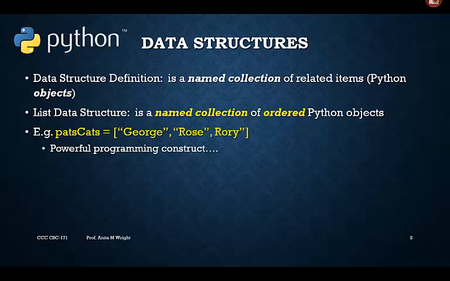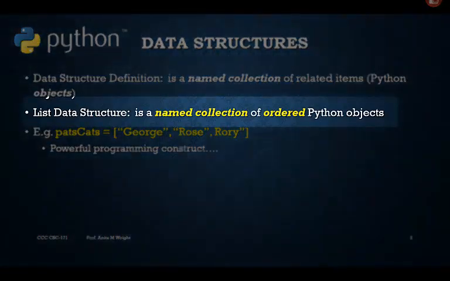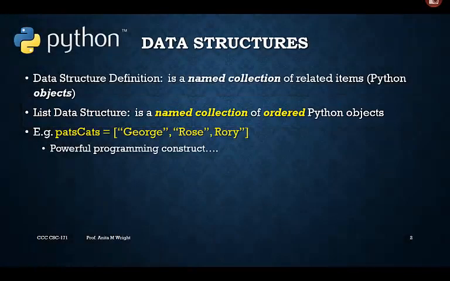A very useful data structure is the list. It is a named collection of ordered Python objects. Each object has a numbered place in the ordered list. We call this number place an index. And as with many other programming languages, Python starts its index numbering system with 0.